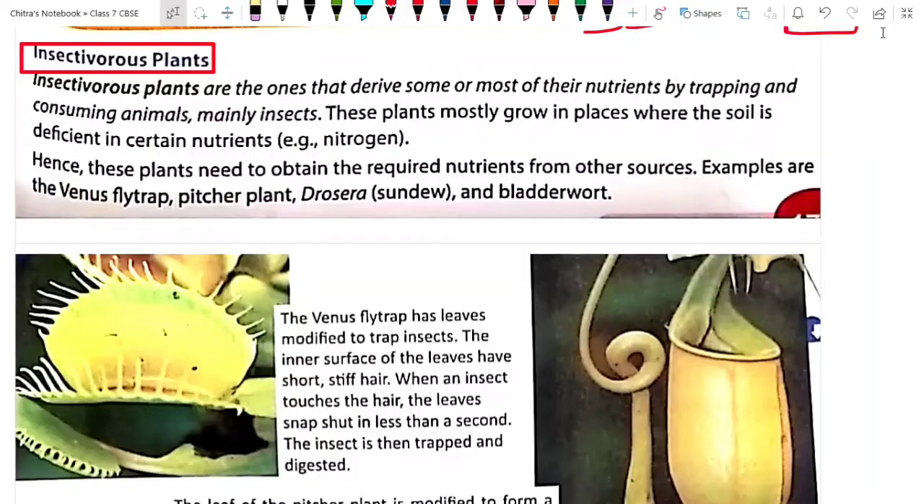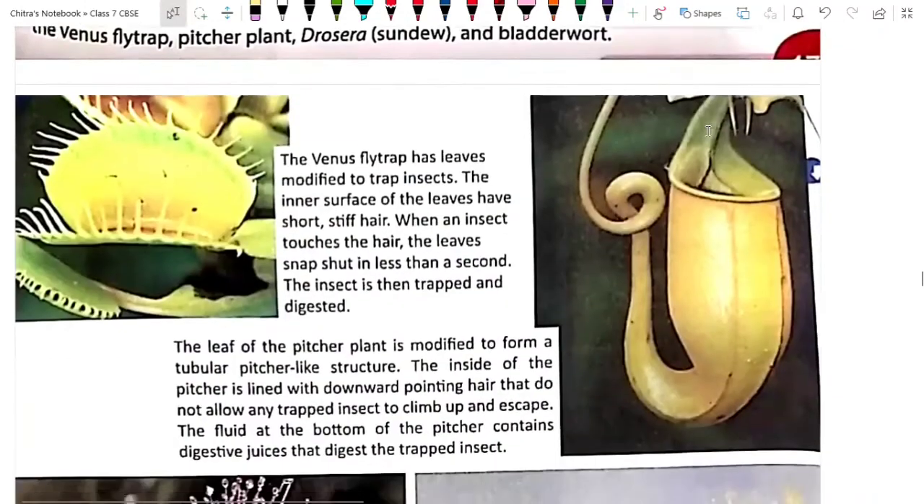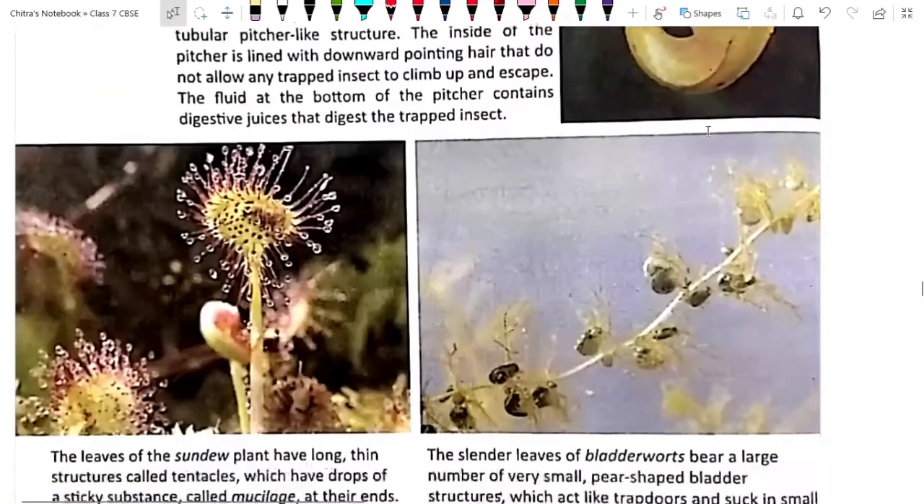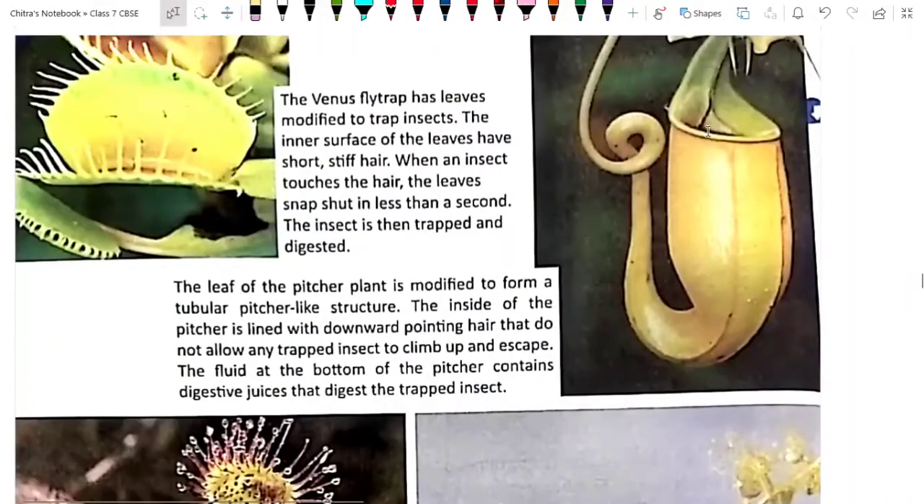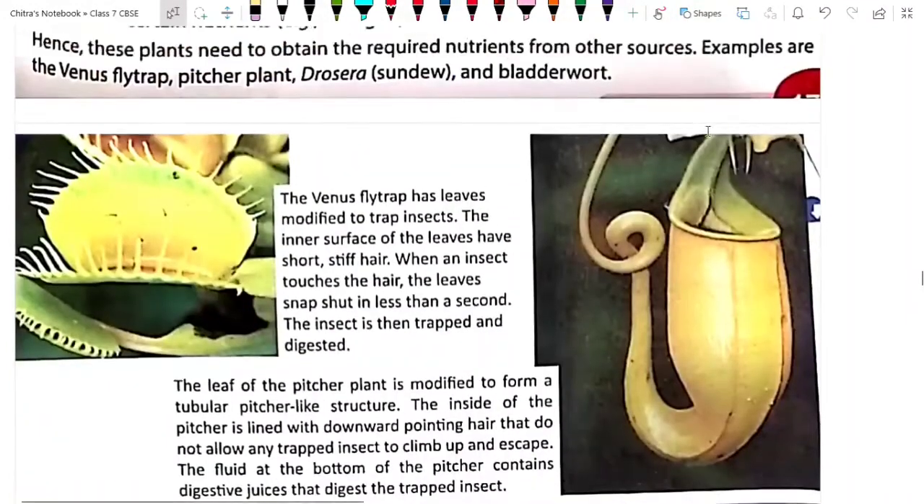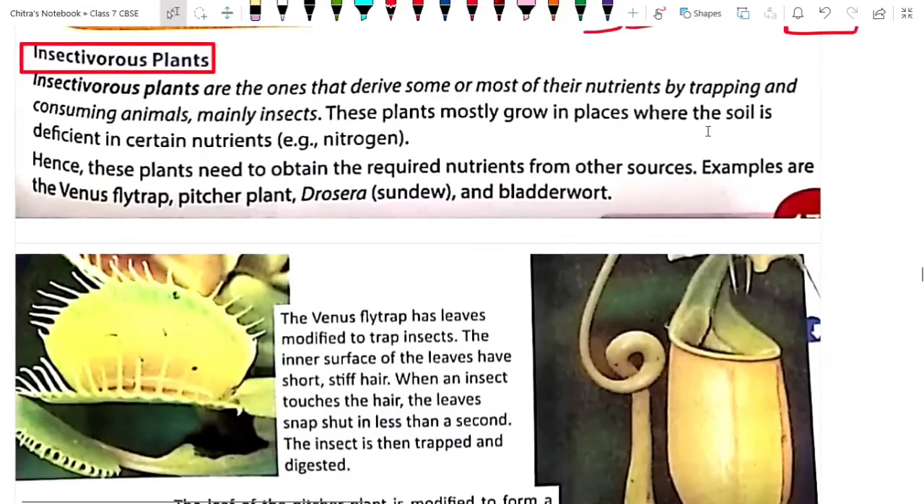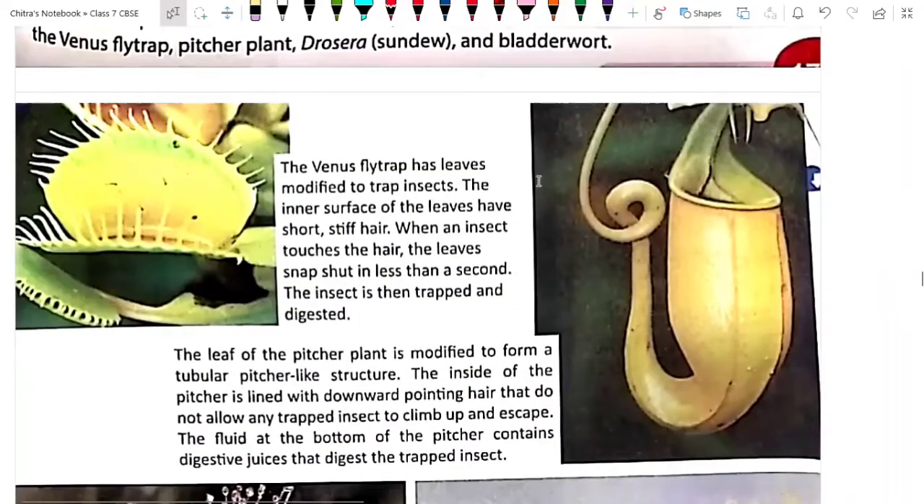In order to fulfill the requirement of nitrogen, these plants get modified like this, as you can see in the diagram. This is the modified form of the plant. These modified plants trap some insects in order to fulfill the need of nitrogen. Here we have some examples, such as the Venus flytrap. We will discuss each one by one.